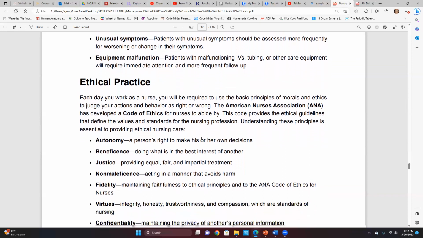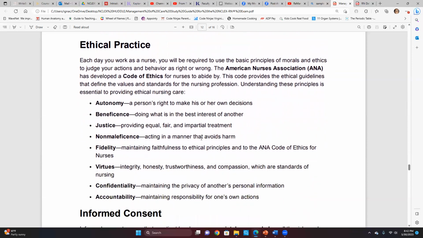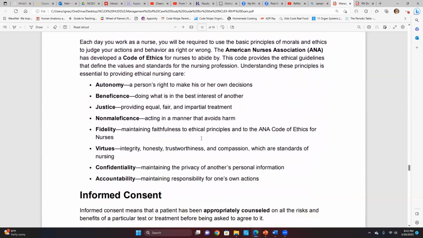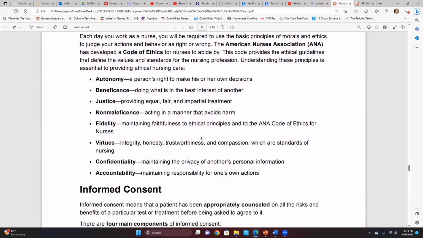Any questions so far? No, ma'am. Okay, awesome. All right, so here's some vocabulary words for sure that are important.